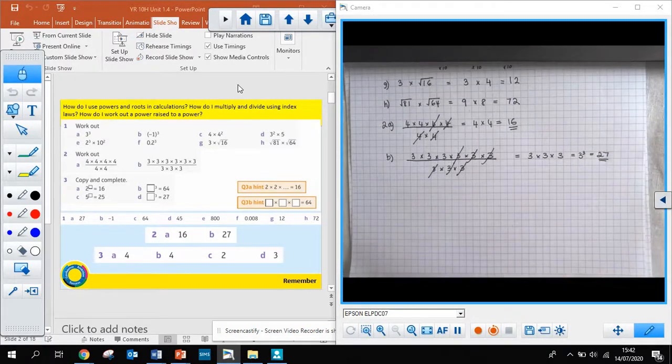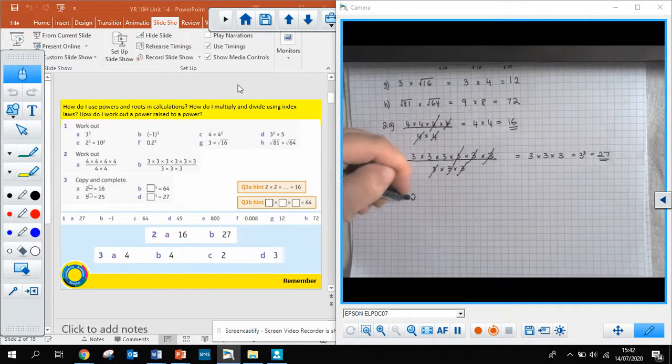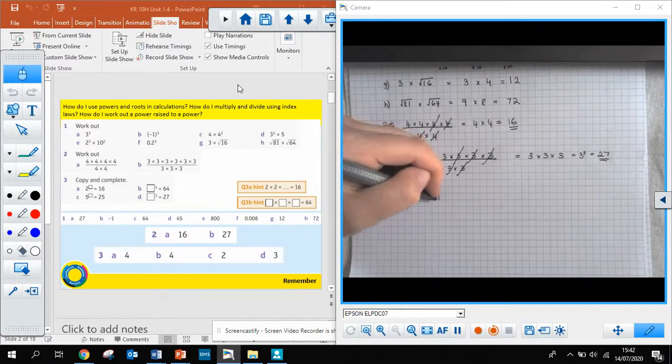Okay, and then question 3, we need to copy and complete. So we need to work out the missing indices in A and C, and then the missing integer in B and D. Question 3A says 2 to the power of something. So I'll put a little box there. 2 to the power of something is equal to 16.